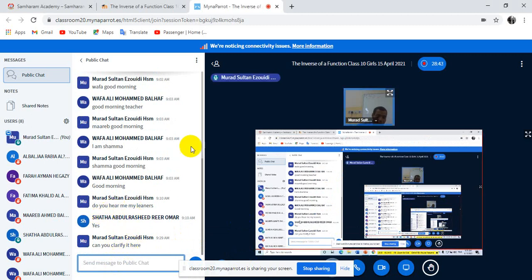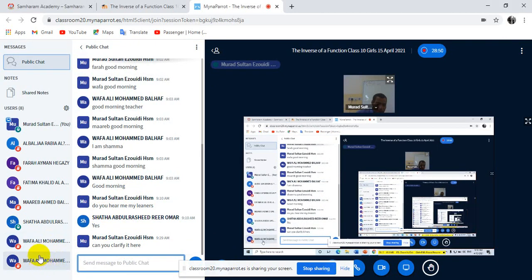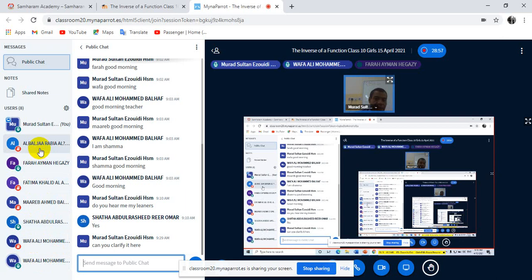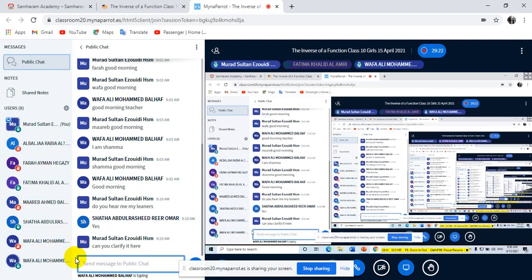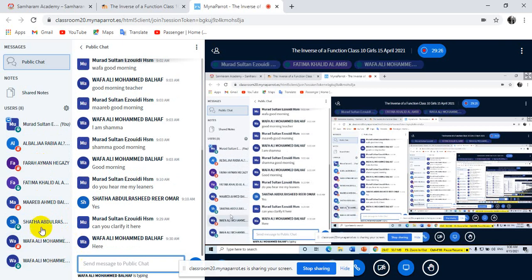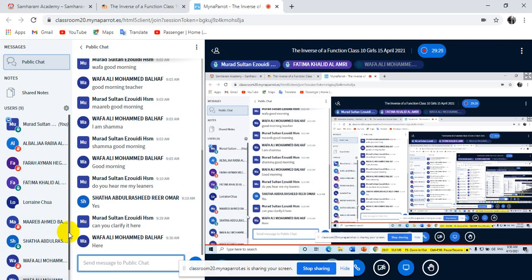Okay. So all of you are present, my daughters. No one is absent, isn't it? So Wafa, Shada, Arab, Fatima, Malek. Okay, Malek absent. I will save this here. Al-Baljah present, Farah present, Fatima, Arab, Shada. So Shamma. What is Shamma? Shamma, what are you, my daughter? You left now? Or you are here, okay. So only Malek? And Bushra.